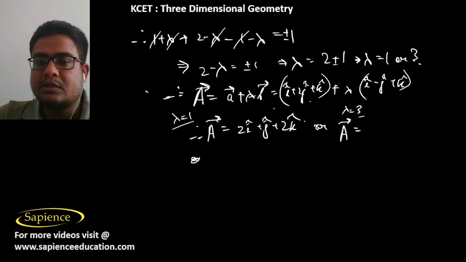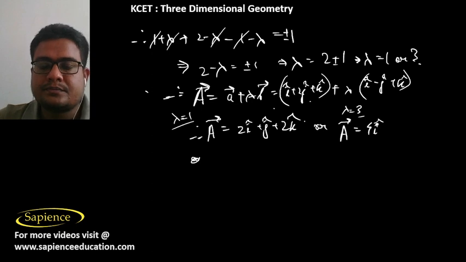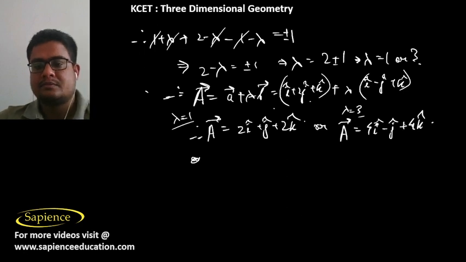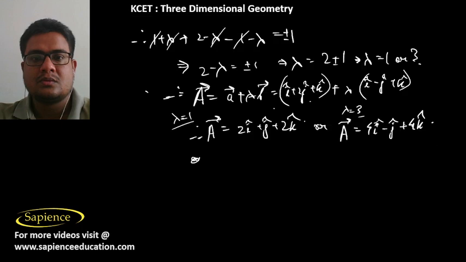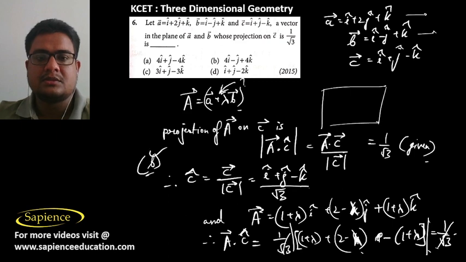Or we can also get A vector as here. If we put lambda equal to 3, then we get i cap plus 3 i cap, that is 4 i cap, plus 2 j cap minus 3 j cap, that is minus j cap, plus k cap plus k cap, that is plus 4 k cap. So here option D is the correct answer.